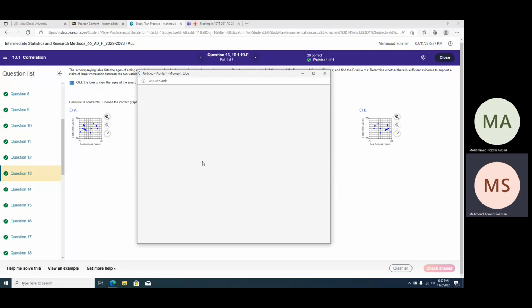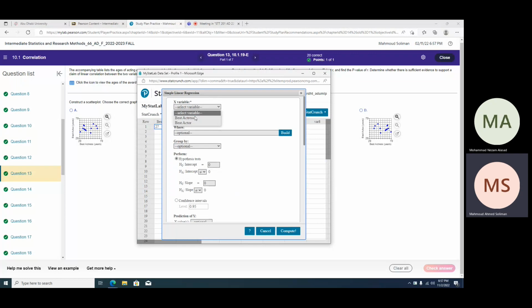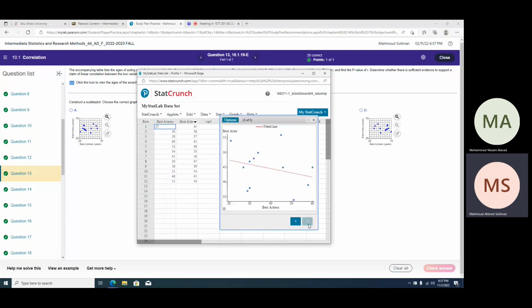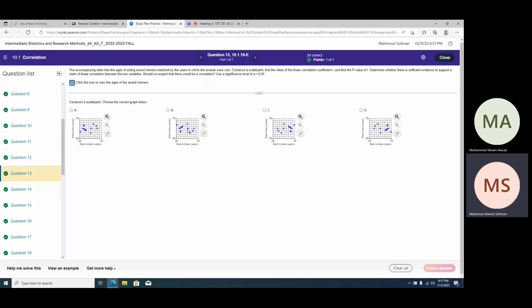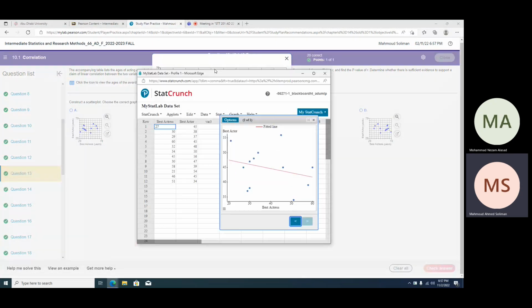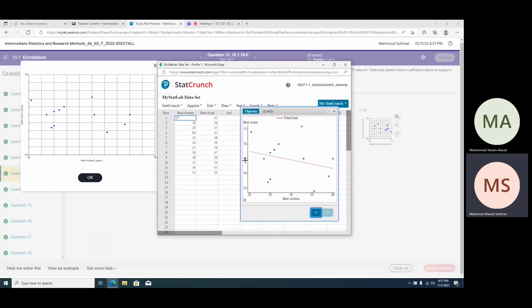Open StatCrunch. You know, chapter 10 is always like this: you have to open the data and it doesn't change. Simple linear, and then you just have to choose your variables, compute, next. Did you put it in the tab? Okay, so this one, B or C. Yeah, I think it's B. So let's make B bigger. Okay, and then we have these four lines here, two lines here. So it's B.